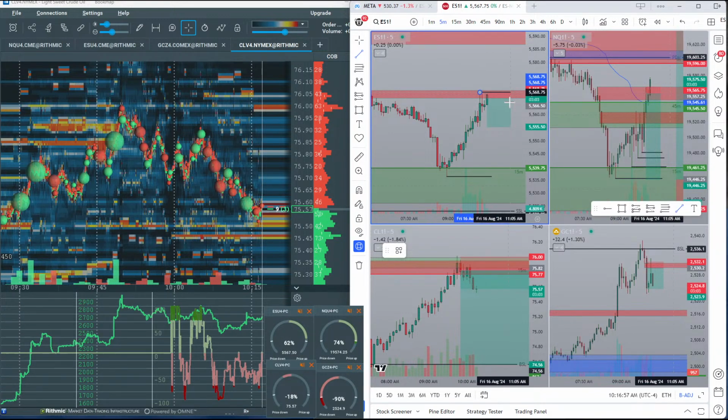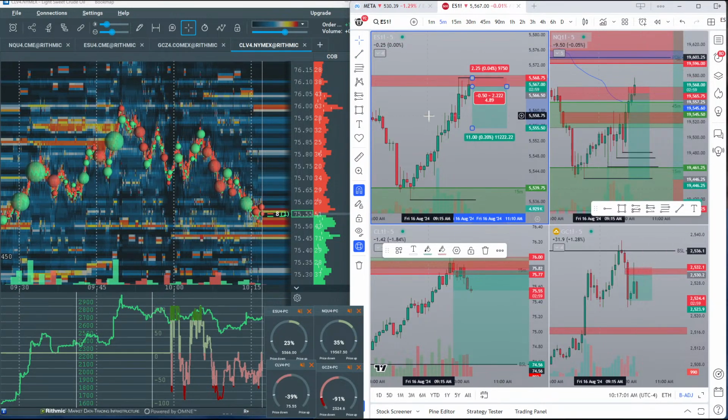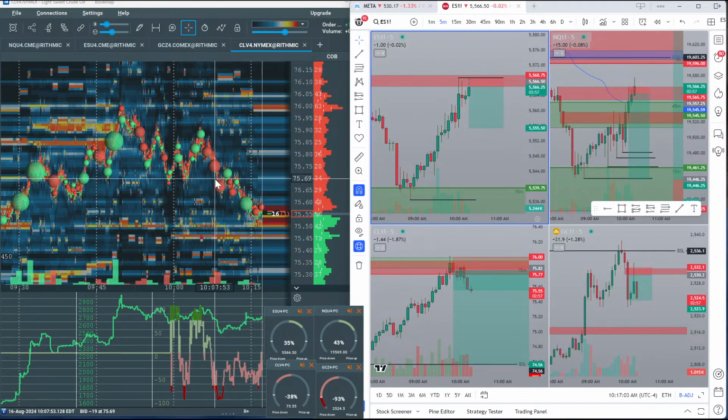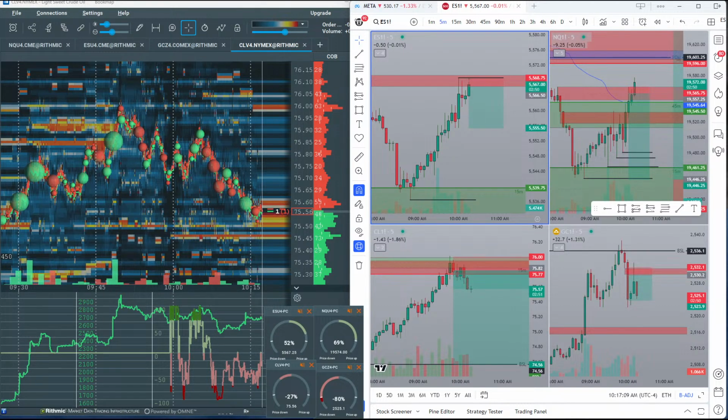Like this high right there. I don't think it was taken out. Oh, it tapped it? Double top? I've seen that happen before where it'll double top and drop, but we gotta see. We could still break this divergence.